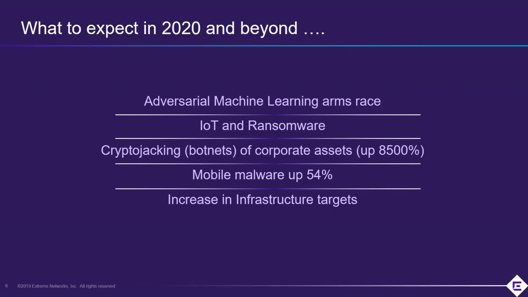Cryptojacking, the use of corporate assets to do crypto mining for things like Bitcoin and Ethereum, is going to be a major trend. It already is. Mobile malware, obviously, particularly on Android, is very, very high, with an increase of 54%. And then also a general increase in infrastructure targets. And many times some of this may be nation-state or politically based.